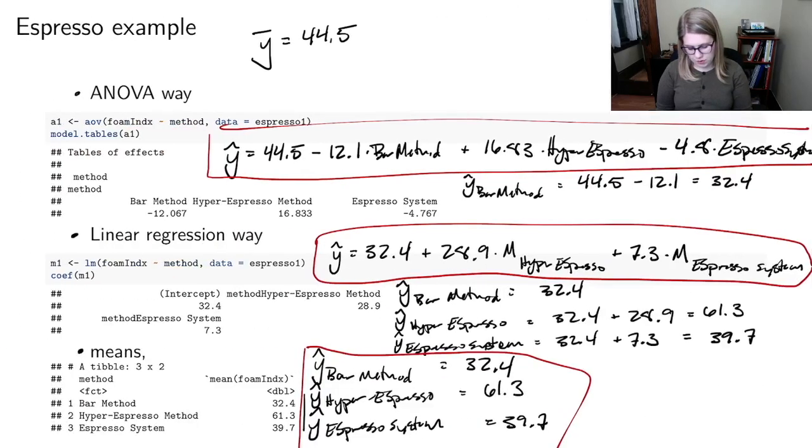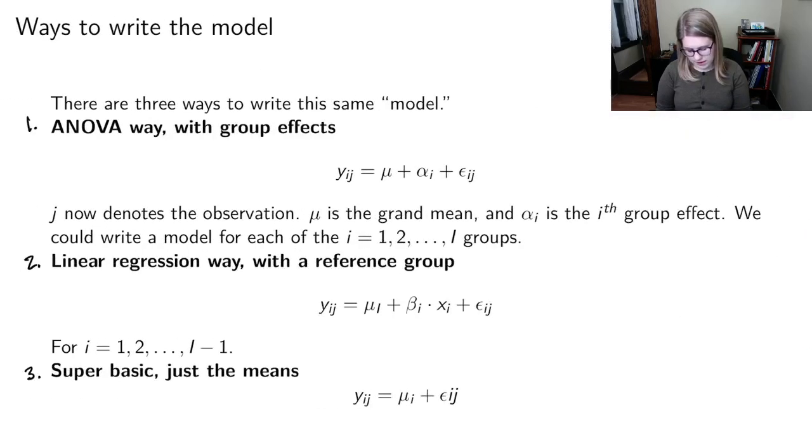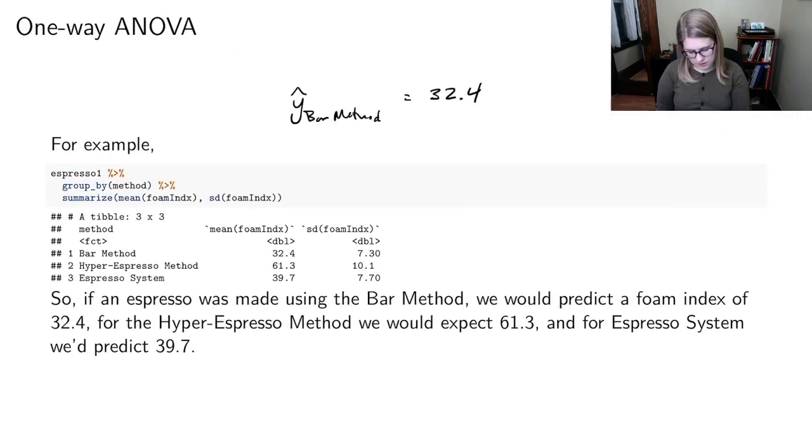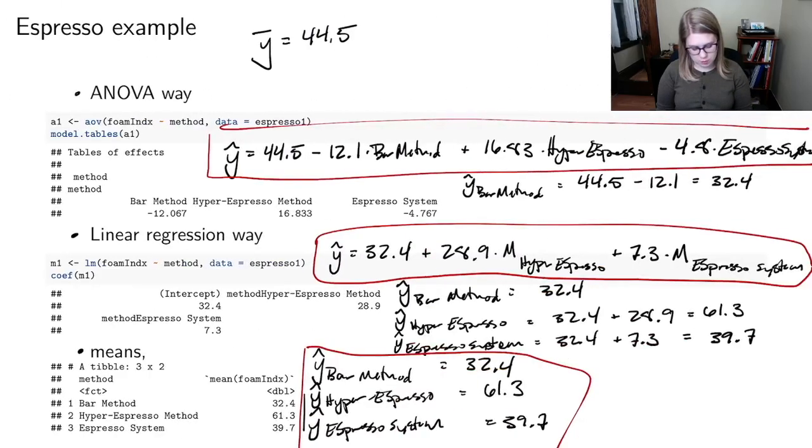So I gave you the grand mean here, 44.5, and we had all of the individual means here. We would have to do some comparisons to see which one of these are actually different, but we know at least one of them is different than the grand mean at this point.